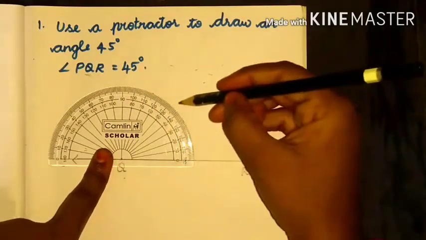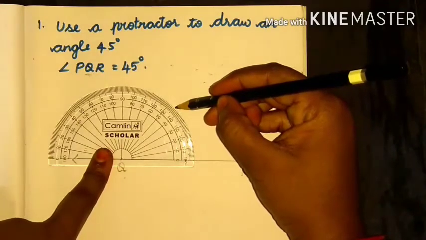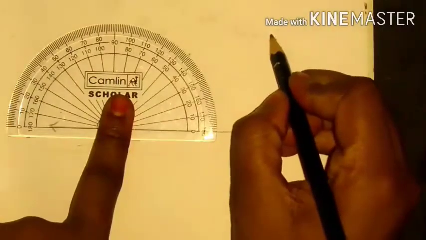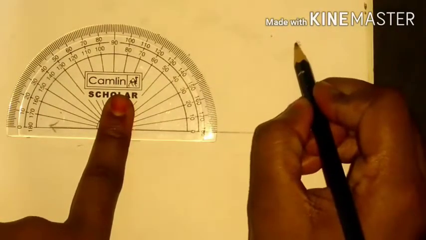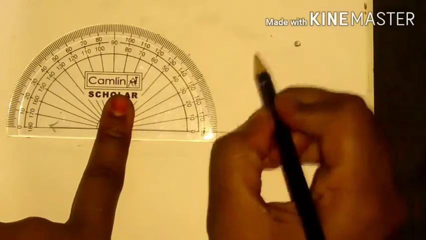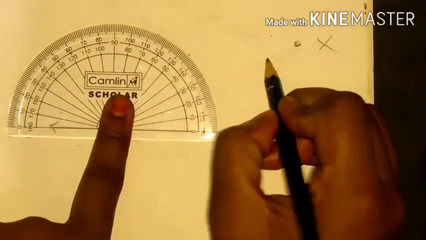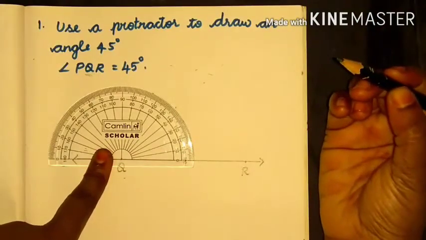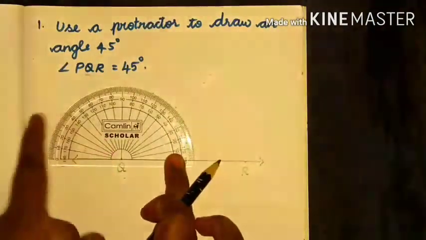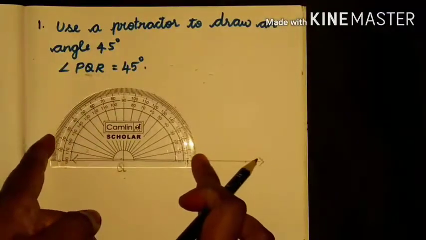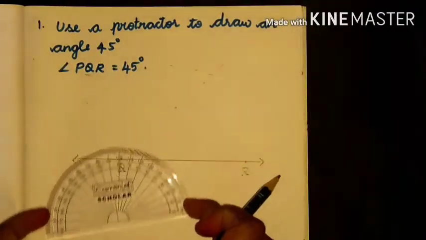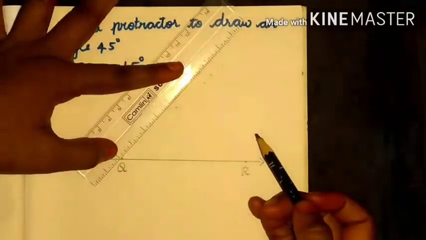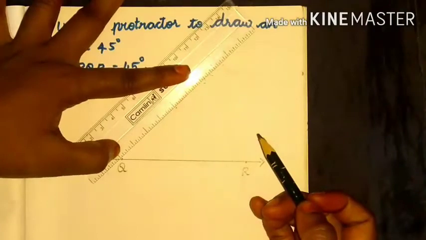45 means you have to mark a point here. Students, gently mark the point like this. Don't mark like this, it is the wrong way. Gently mark the point like this. 45 degrees. Then take the protractor away and draw QP to complete the angle. Without shaking the scale, complete the angle.